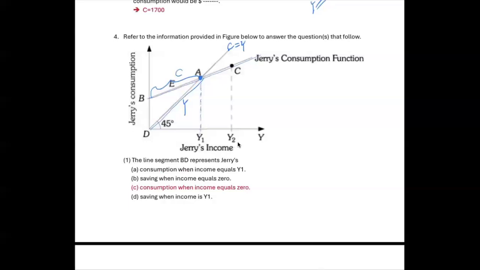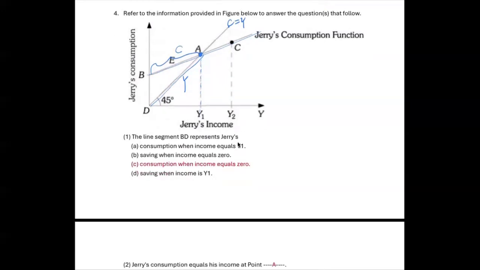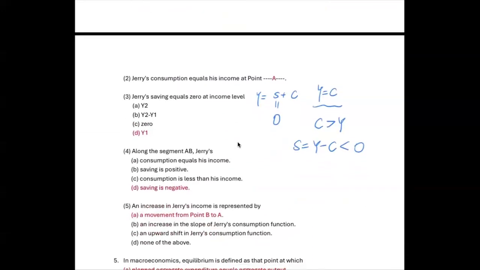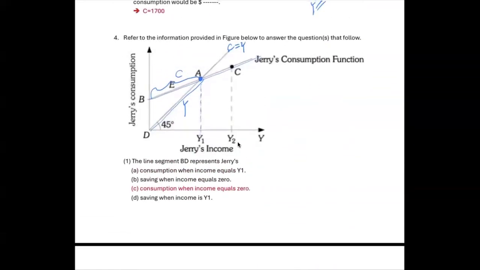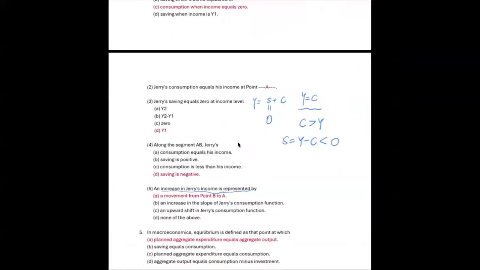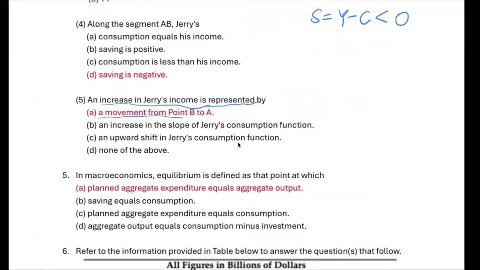Because at the segment AB, even though Jerry doesn't have much income, he also needs to buy essentials. Okay. And an increase in Jerry's income is represented by what? Increase in income, so it would be just X, larger income goes to the right. Actually, there are many answers. For example, B to A to C, B to C, both okay, but there's only one that satisfies B to A.